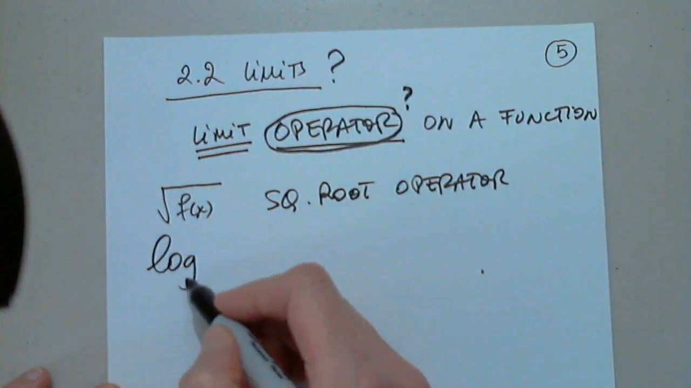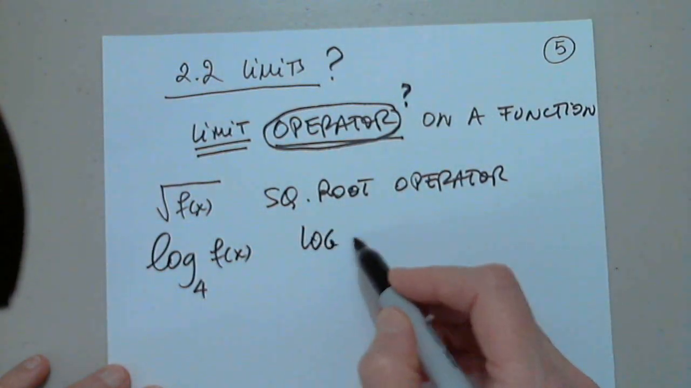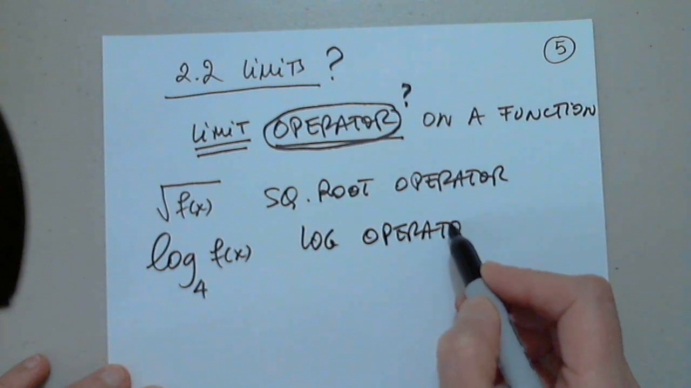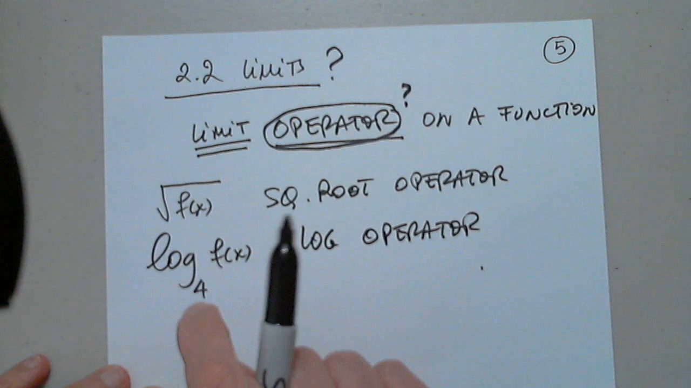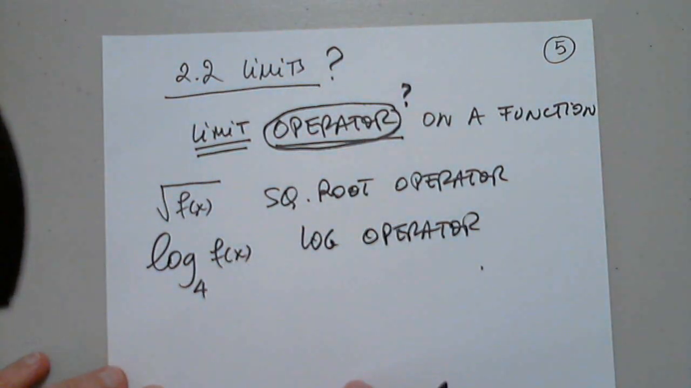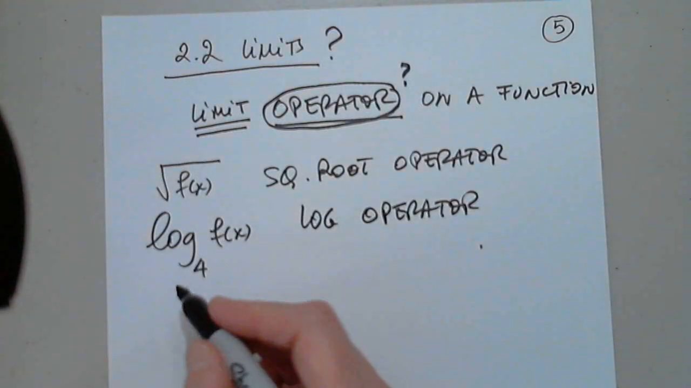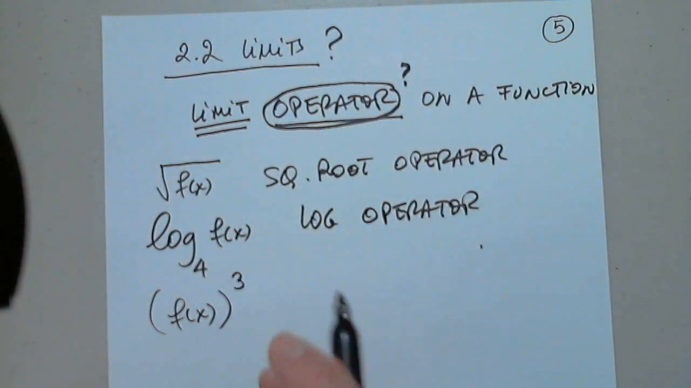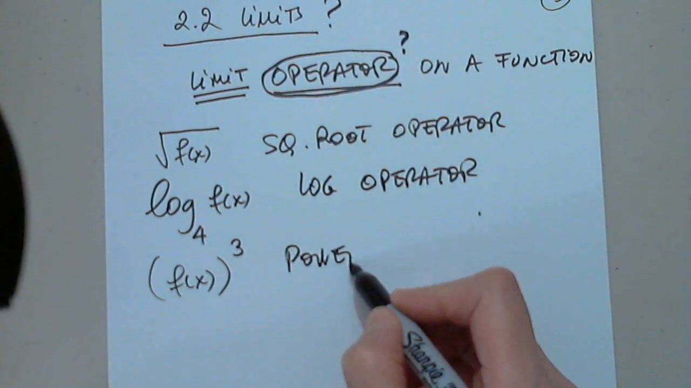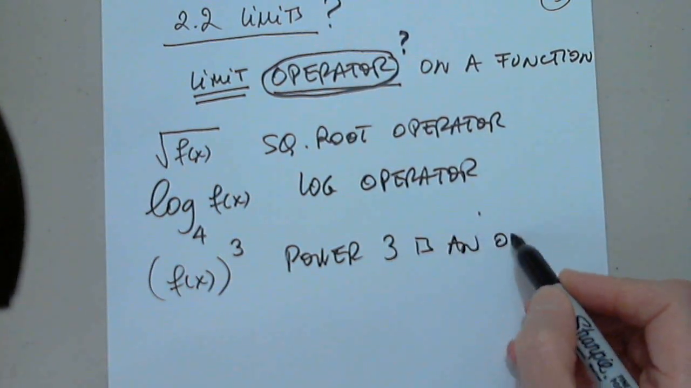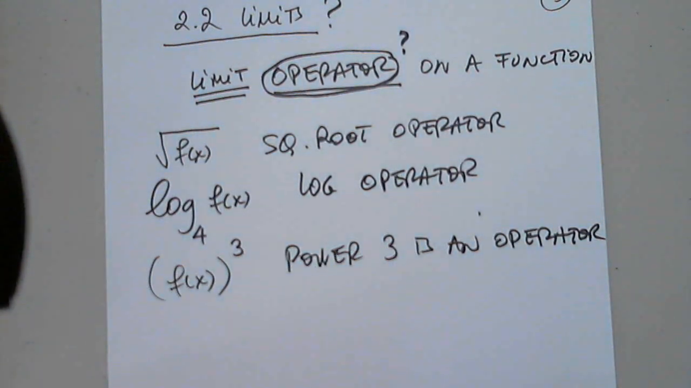This is another operator. What is it? It's the log operator. It determines a power. The power we raise 4 to get f of x. It does something to a function. And I can continue forever. Well, let's say f of x to the 3rd power. This is an operator. Power 3 is an operator. What does it do? It takes this function to the 3rd power.